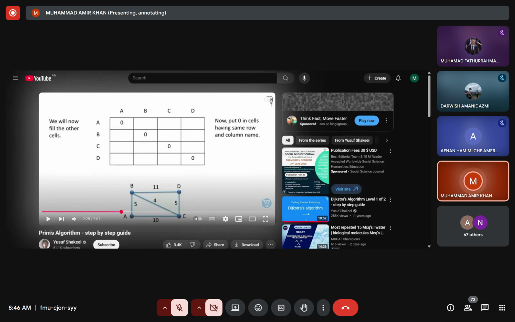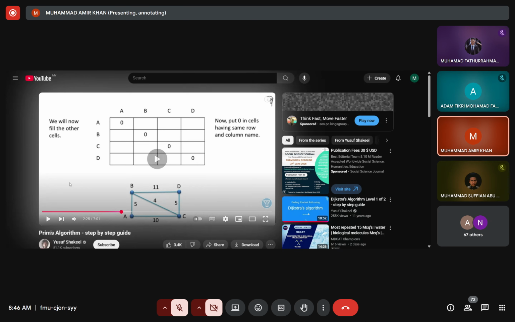So we will now fill the other cells. We have to fill the other cells. So for the same name cell, we just place 0. We just write 0: AA, BB, CC, and DD. Understand? Yes. Good.